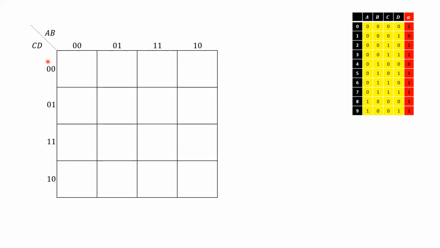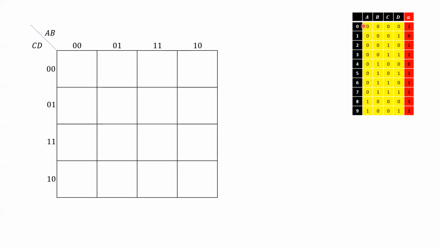I've done the same thing with CD as well: 0 0, 0 1, and 1 1 is here, and we finish off with 1 0. Each cell in this grid represents a row in this table. This is just the table from before, but I've only included the A segment here. If I take an example, let's say this first cell here, 0 0 0 0, that represents this row here.